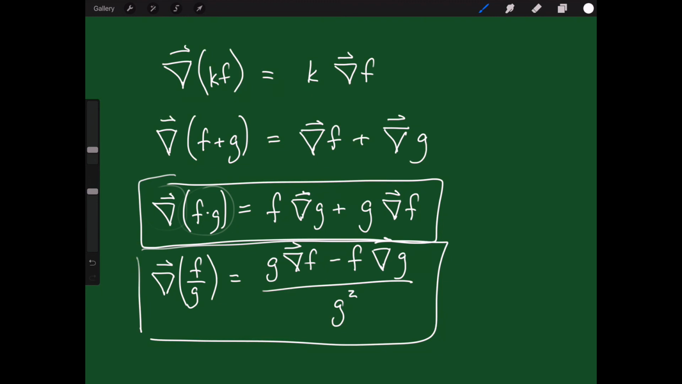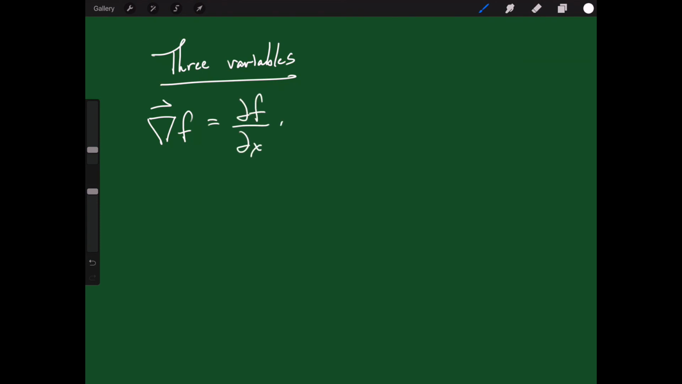And that's exactly true. Okay, the last thing that I want to say has to do with having 3 variables in a gradient, and really nothing changes. It does about exactly what you would think. If you have 3 variables, x, y, and z, then we would talk about the gradient of f being equal to the partial of f with respect to x in the i direction, plus the partial of f with respect to y in the j direction, plus the partial of f with respect to z in the k direction.